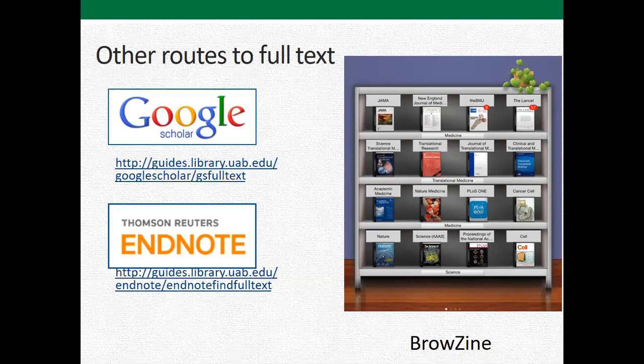Also, it has a find full text feature that you can set up, and again that guide link underneath will tell you how to do that to search for the full text through the libraries. And then BrowZine is an app available for your mobile devices to download full text content that we make available. So any questions about full text?